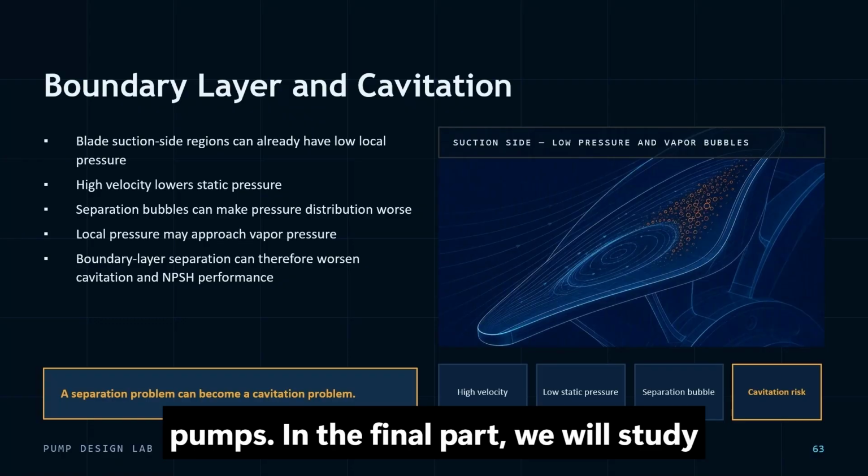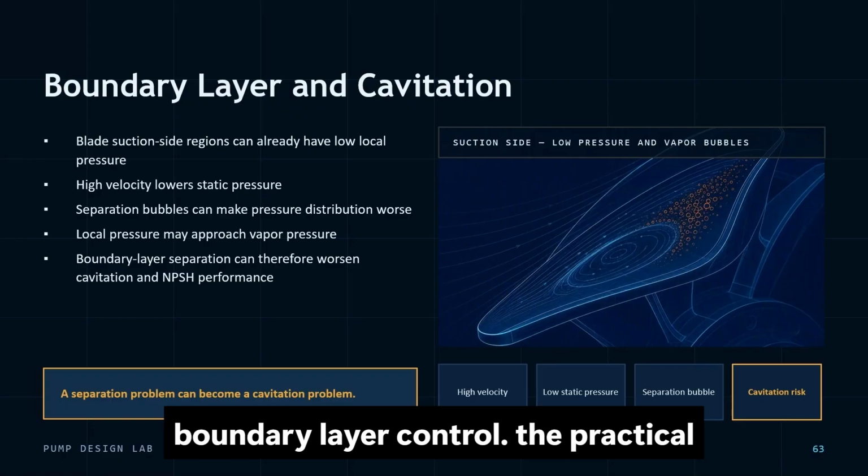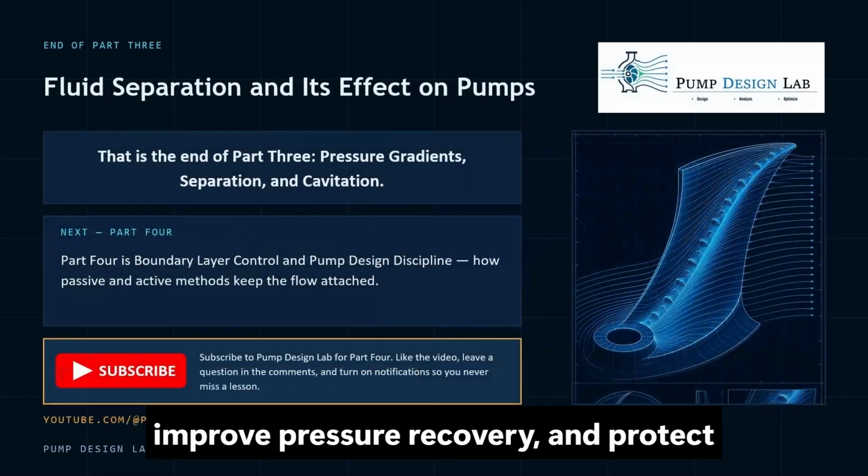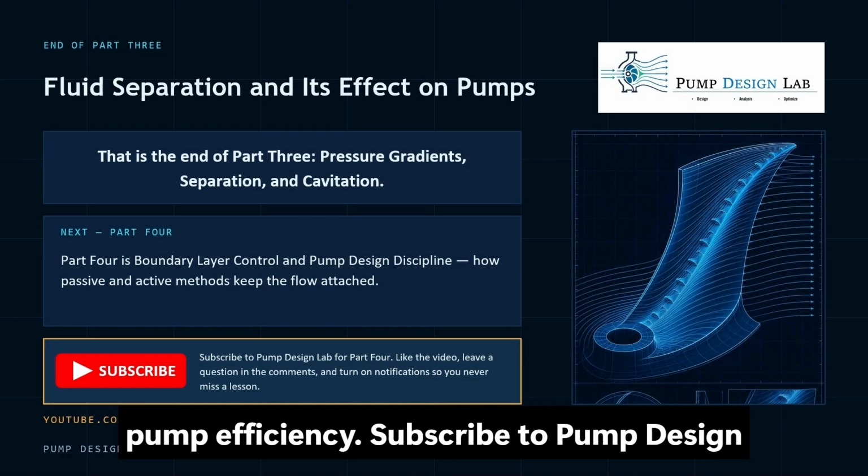In the final part, we will study boundary layer control, the practical design methods used to reduce separation, improve pressure recovery, and protect pump efficiency.